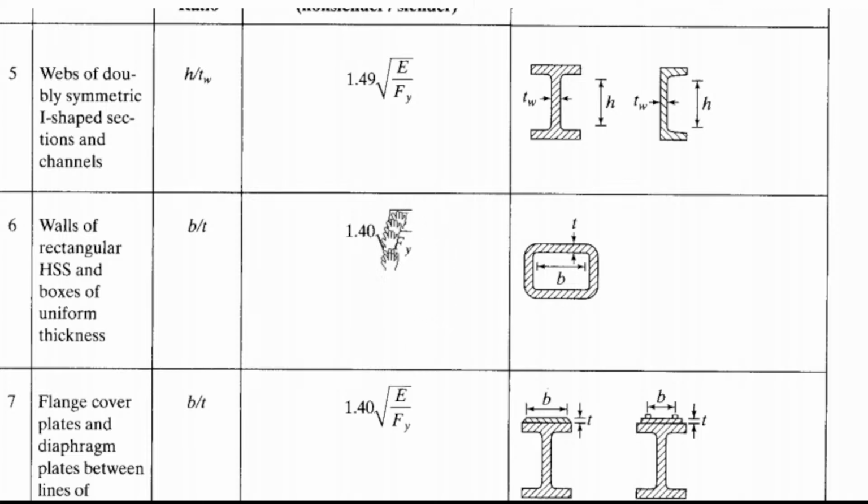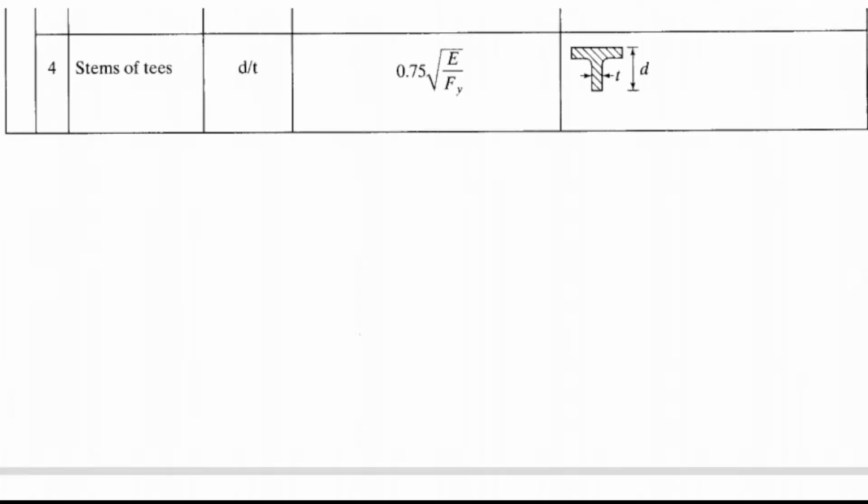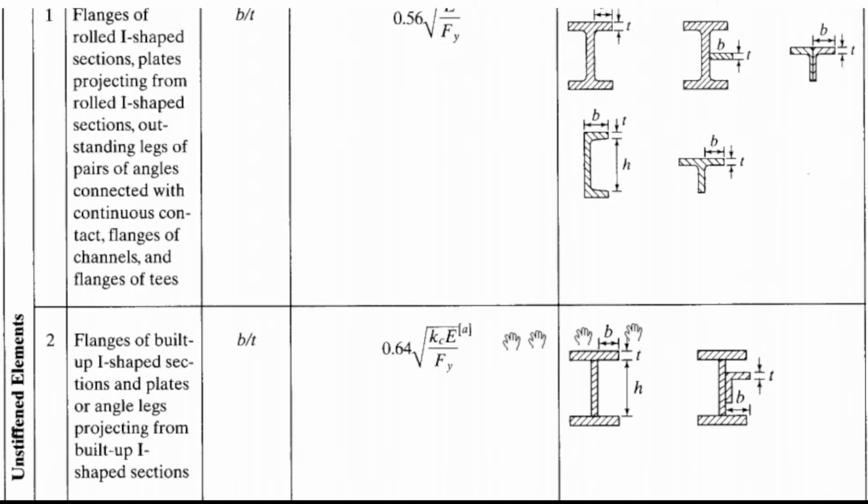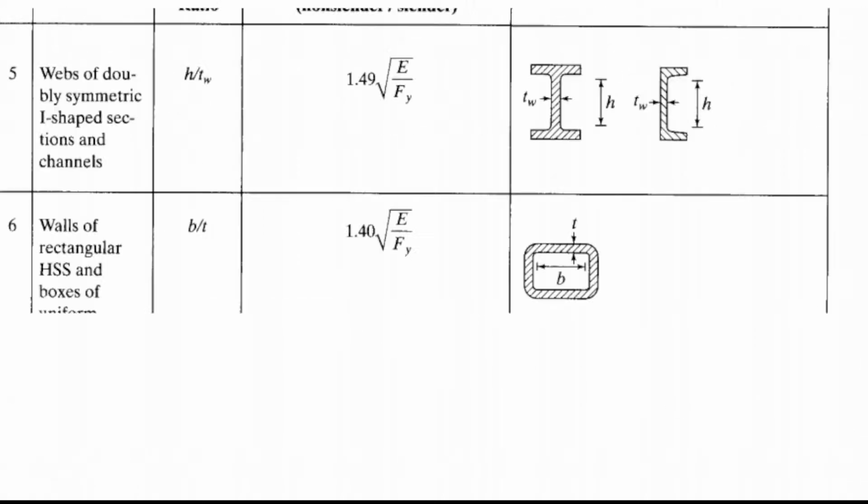Only case 2 is different, no? Only case 2 is different. For case 2, that is E over Fy, but we have kc, you have the kc factor.